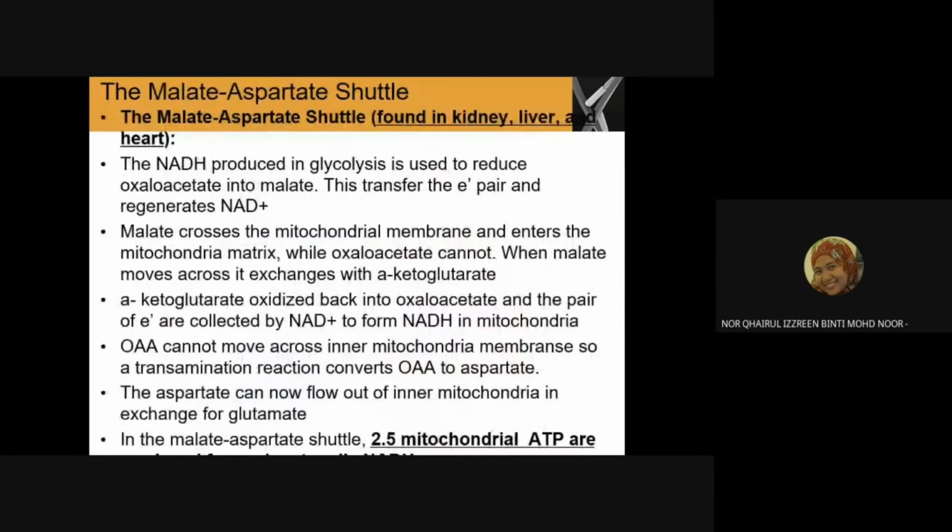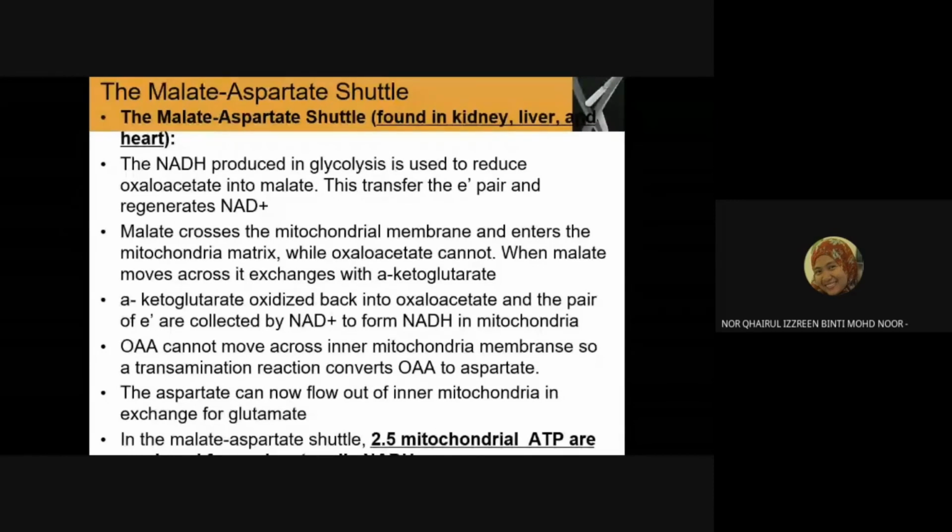The malate aspartate shuttle is found in the kidney, liver and heart, where it is the active one. NADH produced in glycolysis is used to reduce oxaloacetate into malate. So this is a different shuttle. Just now, it used glycerol phosphate. This one uses malate aspartate, which is basically amino acids. So NADH produced in glycolysis is used to reduce oxaloacetate into malate. This is the TCA cycle. Just now, with glycerol phosphate, they used glycolysis. This transfers the electron pair and regenerates NAD+.